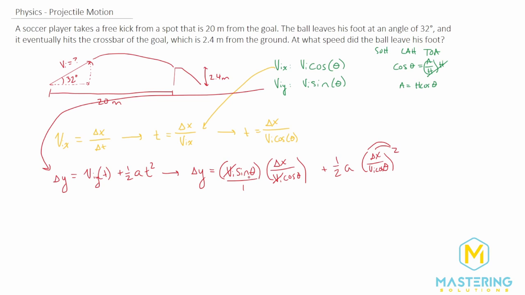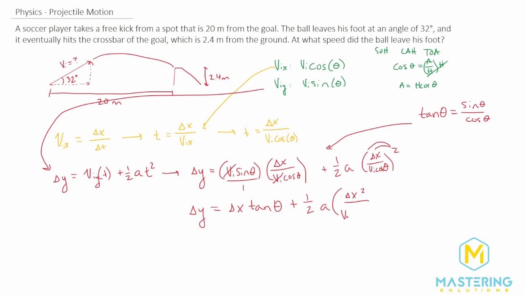There's another thing that we can do with the sine theta. When we multiply this over, it'll be sine theta times x over cosine theta. Tangent of the angle is also equal to sine theta over cosine theta. So we can substitute tangent in here as well. So when we rewrite this, we'll have delta y is equal to delta x times tangent of theta plus 1/2 times the acceleration, and then we're going to carry over the square, delta x squared over the initial velocity squared times cosine squared of theta.